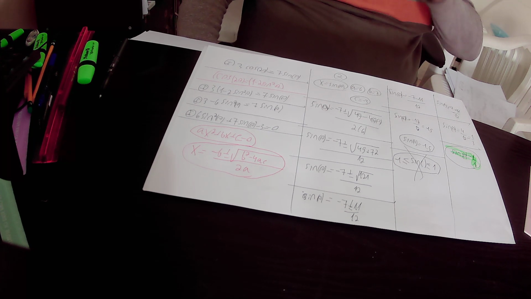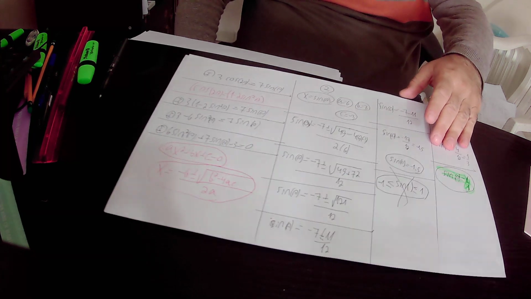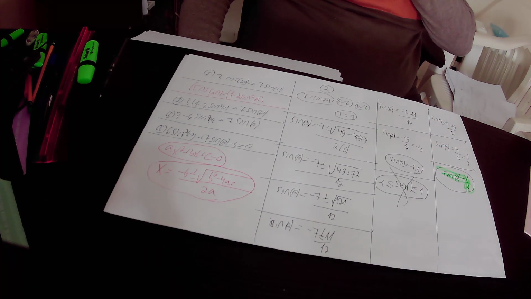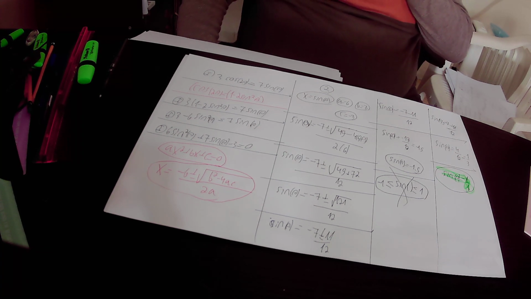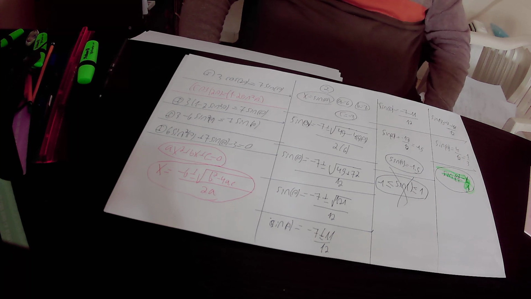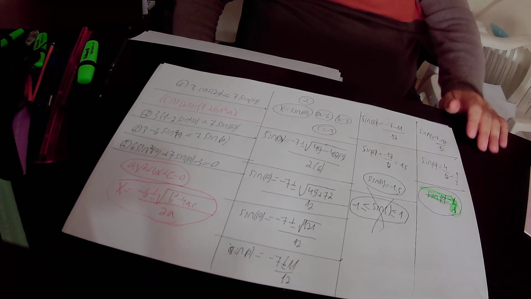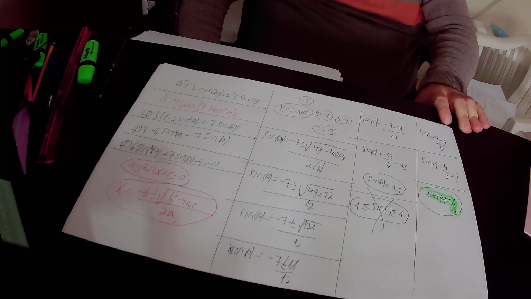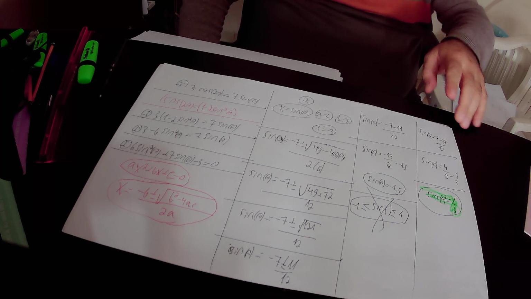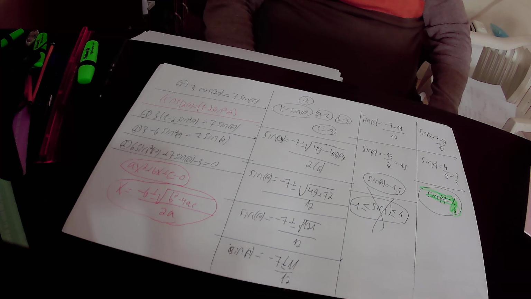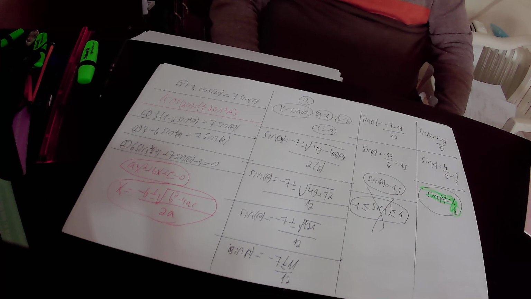So we have here two possible solutions for sine theta. The first solution is that sine theta equals minus 7 minus 11 over 12. And the second solution is that sine theta equals minus 7 plus 11 over 12. We focused on the first solution here. Sine theta equals minus 7 minus 11, that is minus 18. So in conclusion, sine theta equals minus 18 over 12, that is minus 1.5.